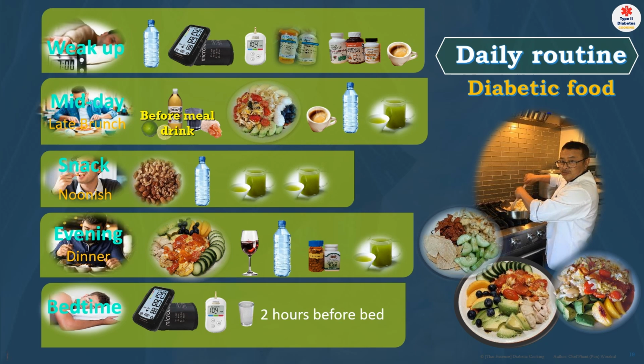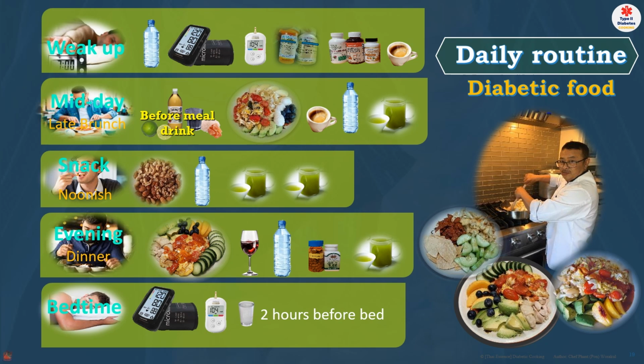So I will tell you a little bit more about the routine. When I wake up, first thing I do is water, measuring my blood pressure, measuring my blood sugar, take my pill. This is when I first start, and then I take my pill before I do the vitamin there. And then have my coffee.